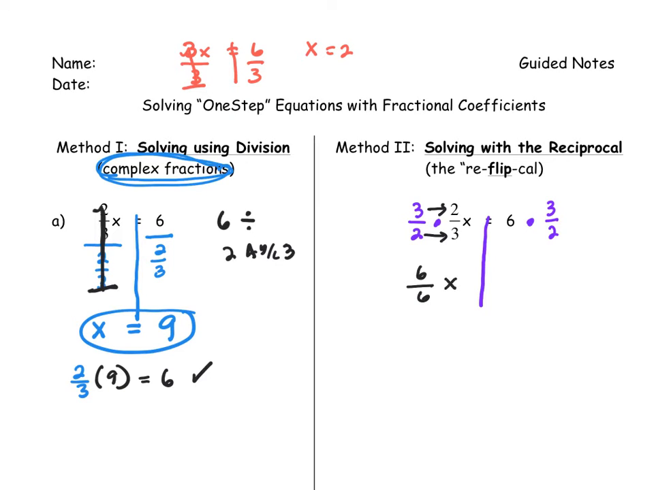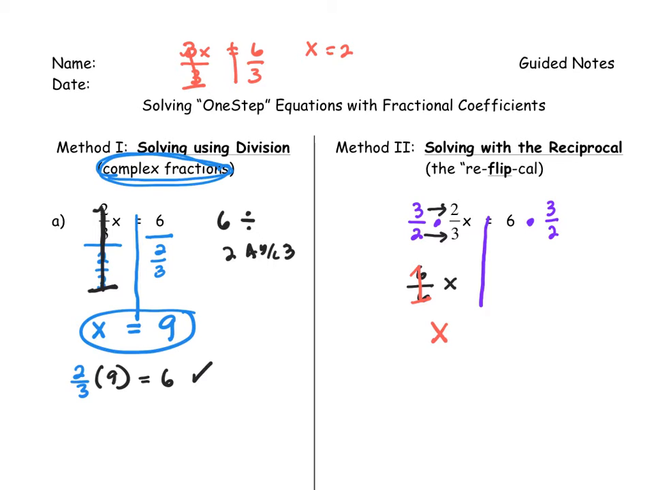And I'm going to drop down the x. Oh, well, 6 divided by 6, there's my coefficient of 1. And the identity property says 1 times anything is that anything. And the anything we're looking for is x. So now we have to deal with the other side.